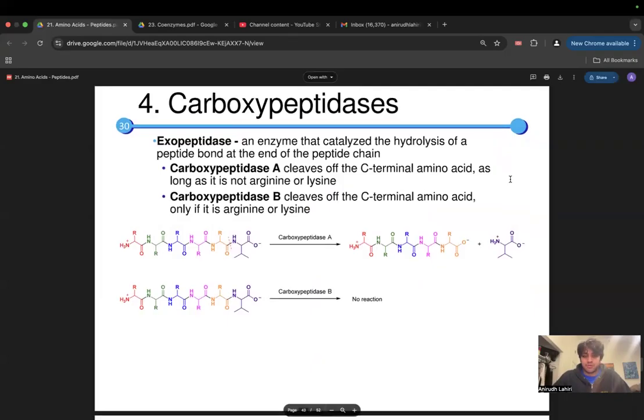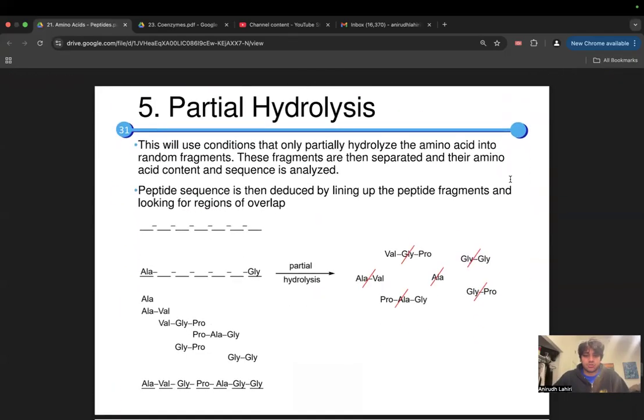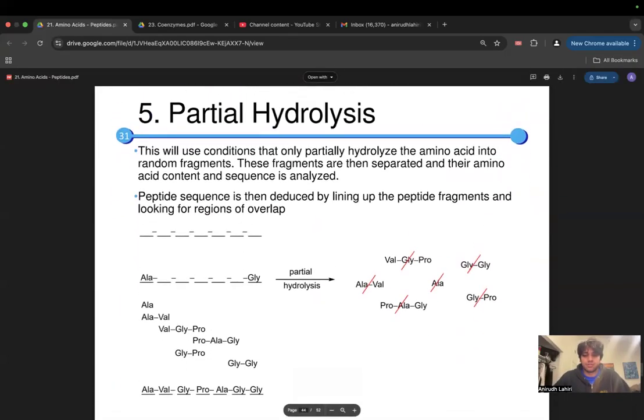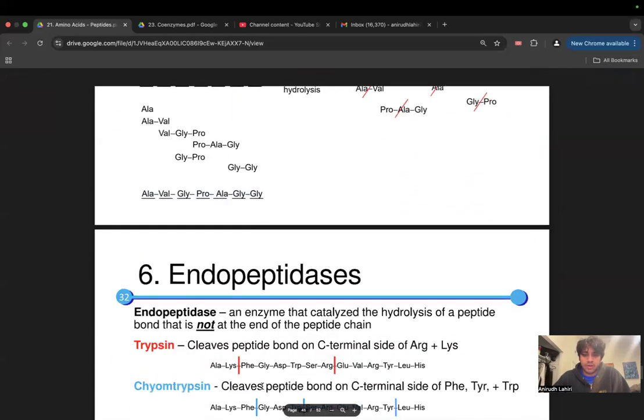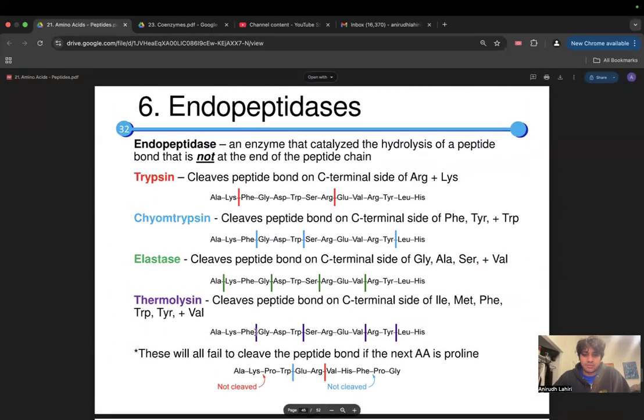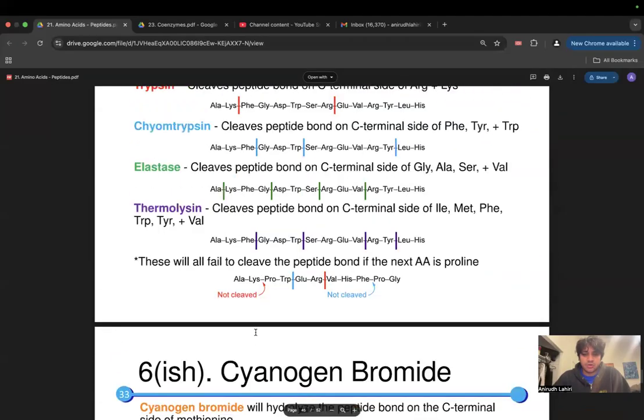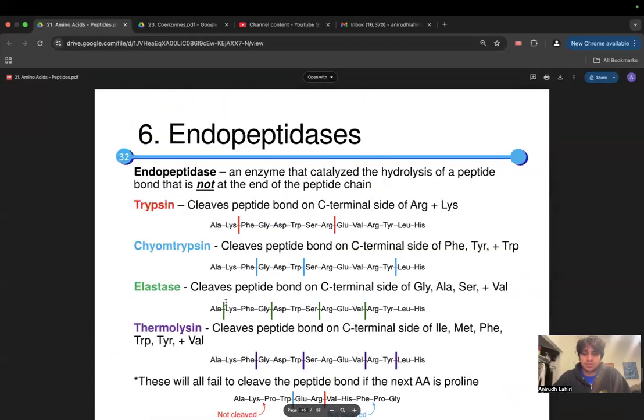Carboxypeptidases, we already covered this. Partial hydrolysis. I didn't do a great job of explaining what was going on earlier, so maybe this visual will be a little bit better. When we get partial hydrolysis, we're cutting at different points. So we have to assemble these fragments in a way that'll yield our final compound. The way that we figure that out is often with endopeptidases. So we know that it has to cleave at these points, these points, these points.